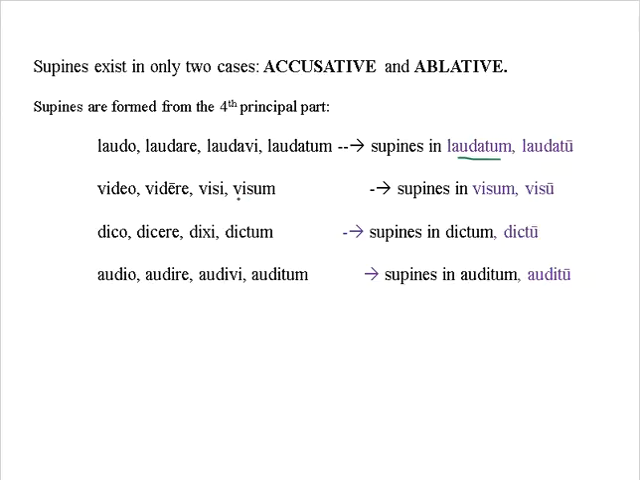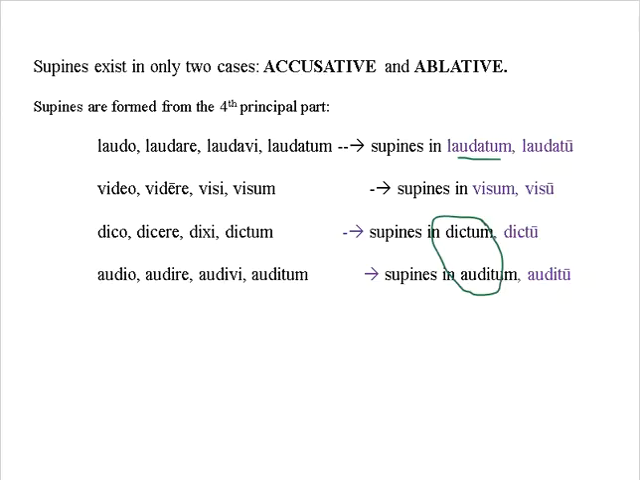Notice the fourth principal part of the second conjugation verb, videre, is visum. You have visum in the accusative, visu in the ablative. Dico, dicere, you have fourth principal part dictum, so then you have dictum as the accusative, and then dictu in the ablative, and then finally auditum, note you have auditum and auditu. Sorry, I realize now that those should have been colored purple for this.